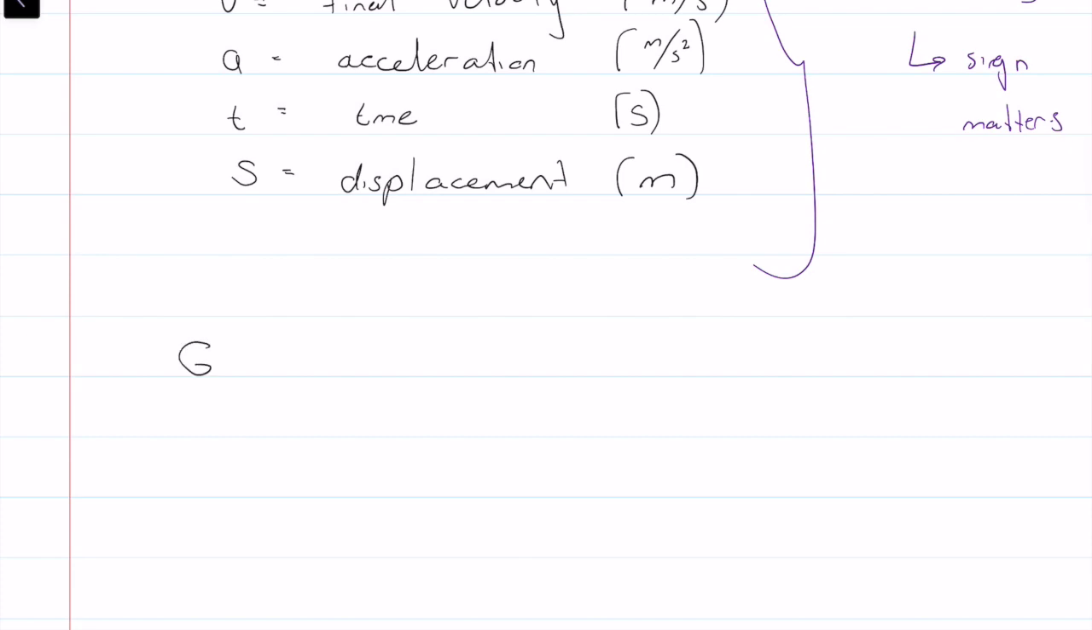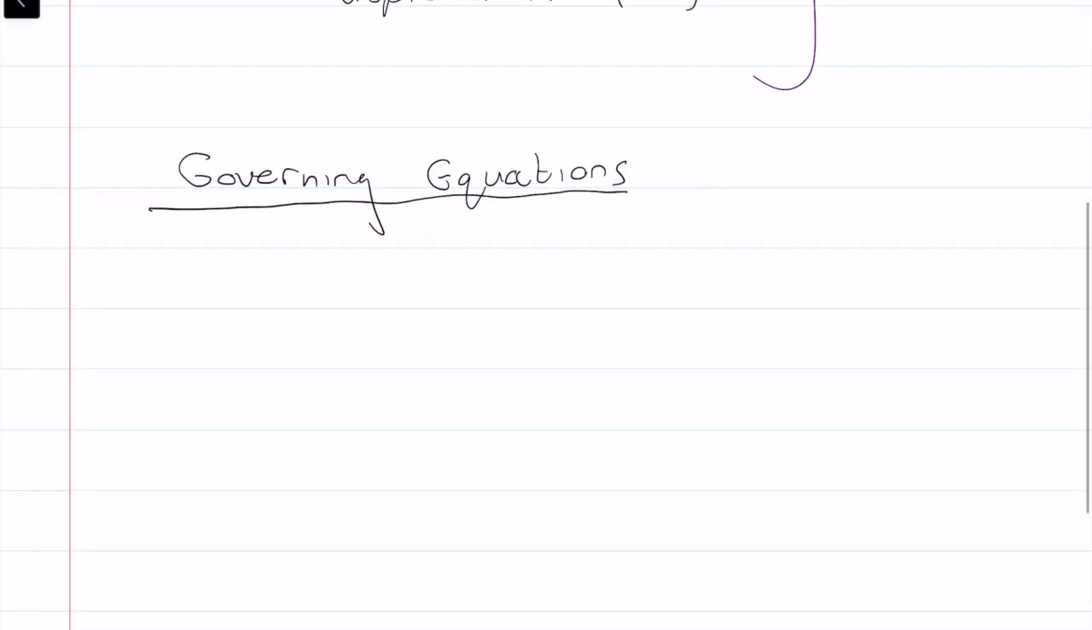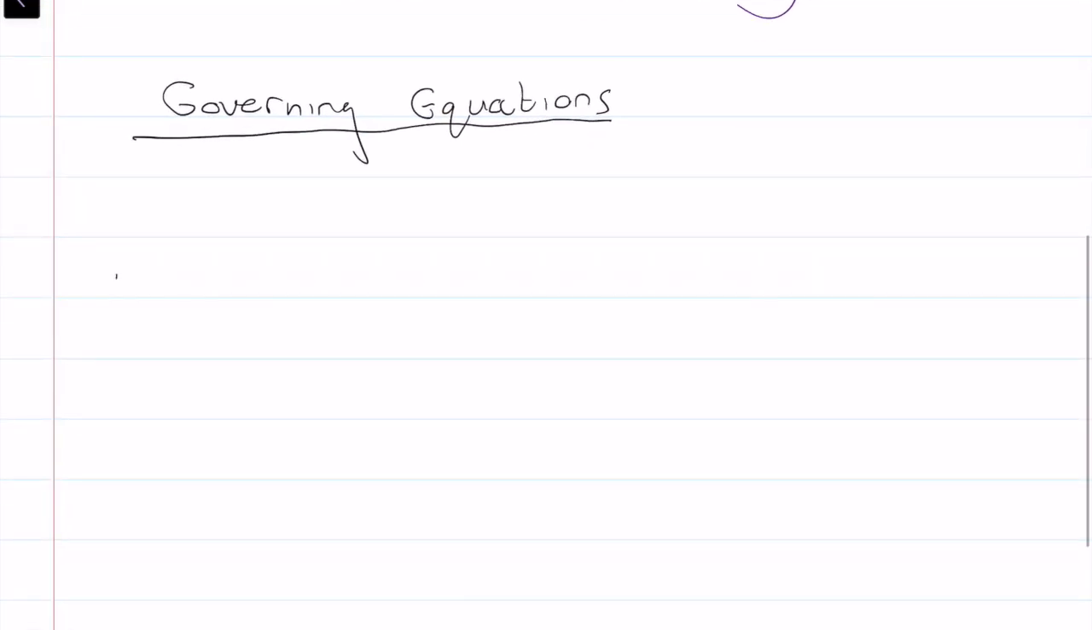These are our governing equations, and these equations can only be used for constant acceleration. The method of UVATS is only for constant acceleration. So if the acceleration is changing, you cannot use these equations. But if it's not, then we have four equations that we can use.